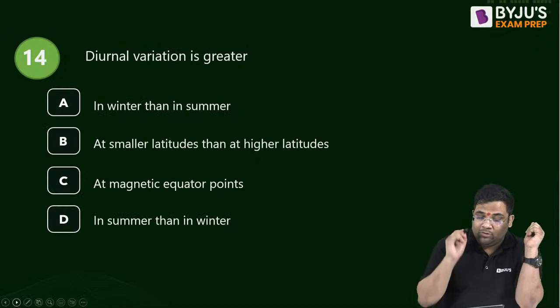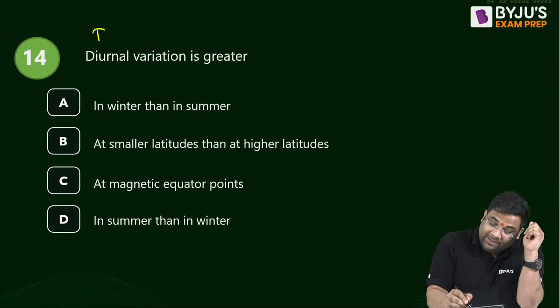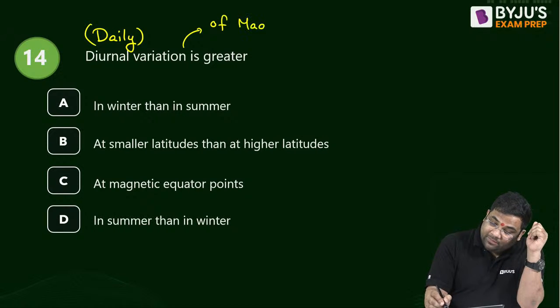Now the next question is about diurnal variation. The daily variation is greater where? Tell me the answer. The daily variation of magnetic declination is greater where? Answer this.